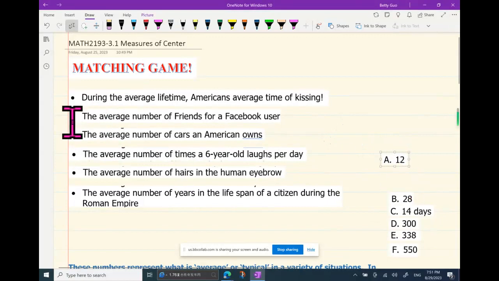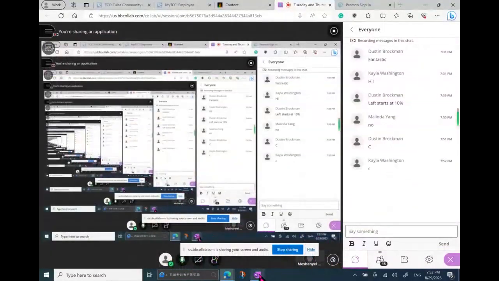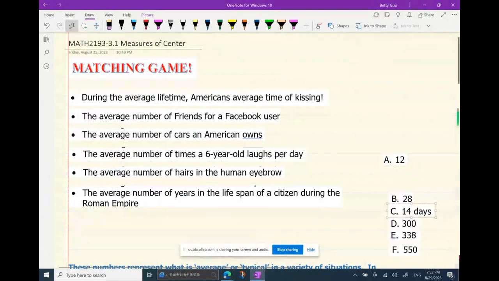The first one: during the average lifetime, Americans' average time of kissing. What do you think? How long is that going to be? C? Okay, let's see what C is. 14 days, 2 weeks. That's correct. Very good. Perfect. About 2 weeks of kissing. Of course, not consecutive 2 weeks, but 14 days scattered around the lifetime.